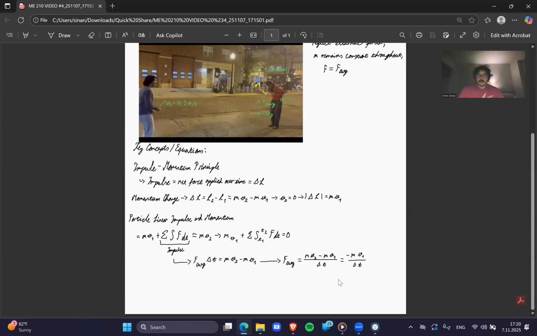Negative m V1 is the change of momentum, which is fixed, and to minimize the average force, we maximize the time interval in the denominator. A soft catch, or a long catch, extends delta t, resulting in a smaller average force, which is below the egg's breaking threshold. Thank you.